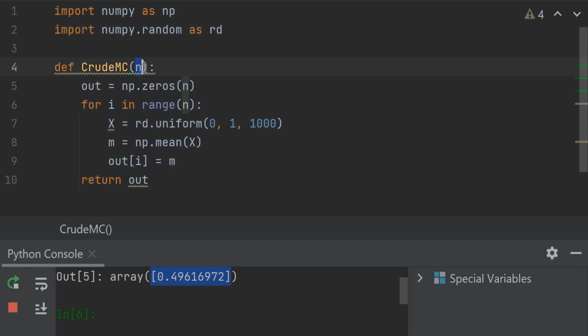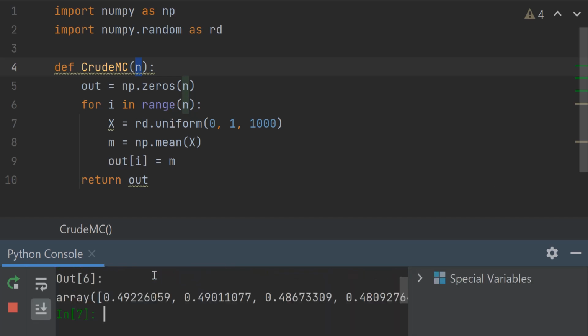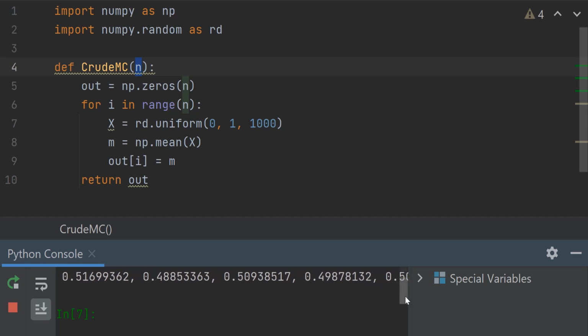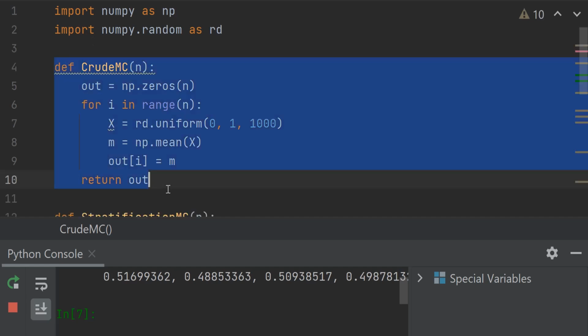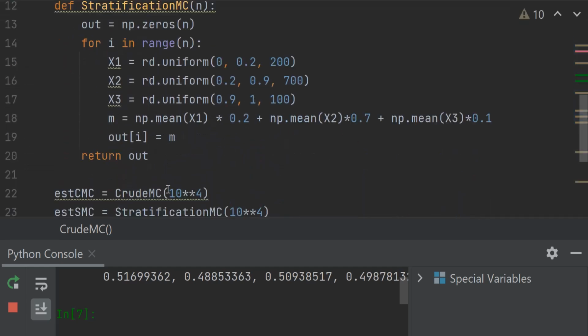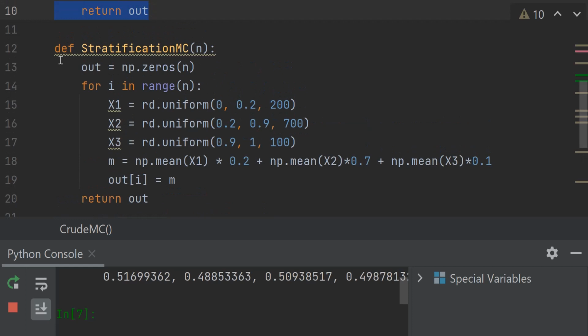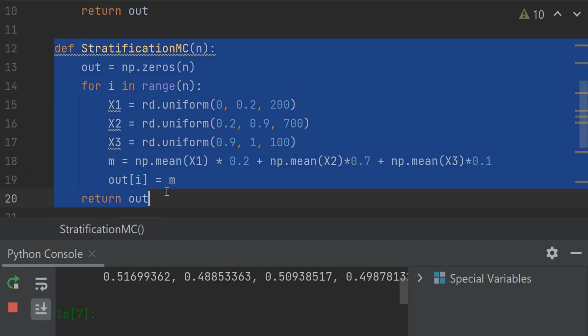But I can enter any value in here. I can, for example, write 10. Then I get 10 estimates. And we can see that all of these are very close to 0.5. But this is using crude Monte Carlo. Now I do the same for stratification, or using stratification.